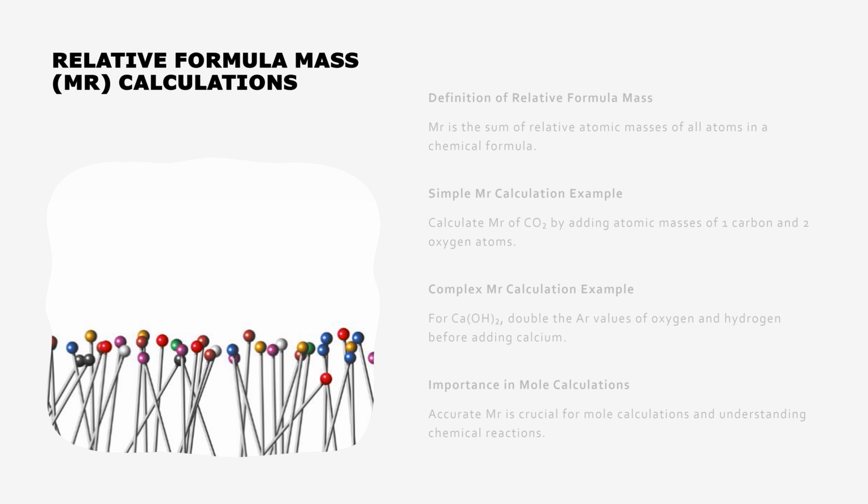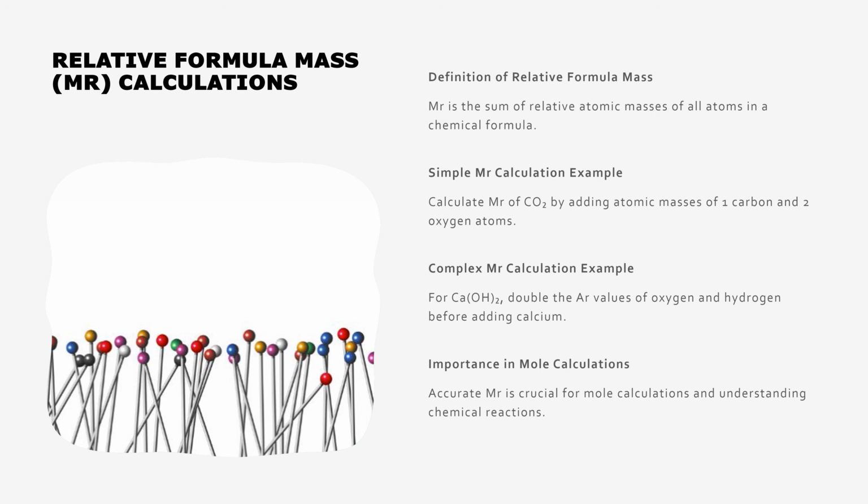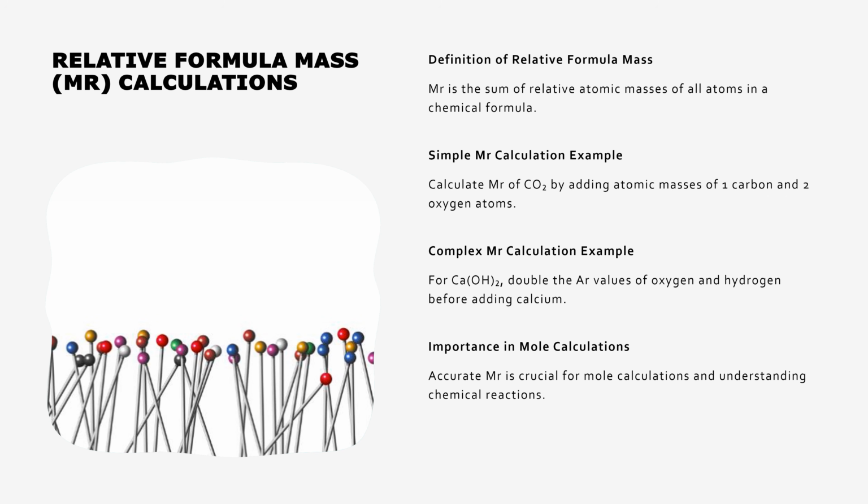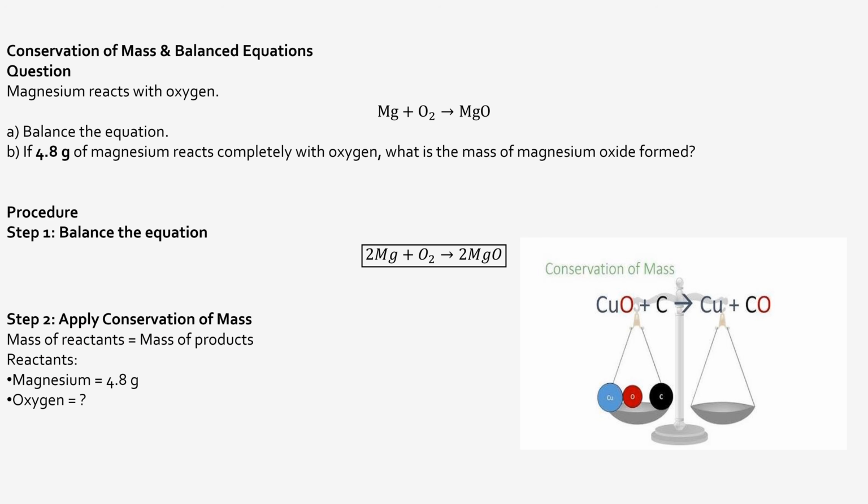Relative formula mass, or Mr, is the total of the relative atomic masses of all the atoms present in a chemical formula. Mr calculations are used extensively as a bridge between the mass of a substance and the amount of substance measured in moles. First, let's talk about the conservation of mass. In a chemical reaction, atoms are neither created nor destroyed. This means the mass of the products equals the mass of the reactants. To reflect this, chemical equations must always be balanced.